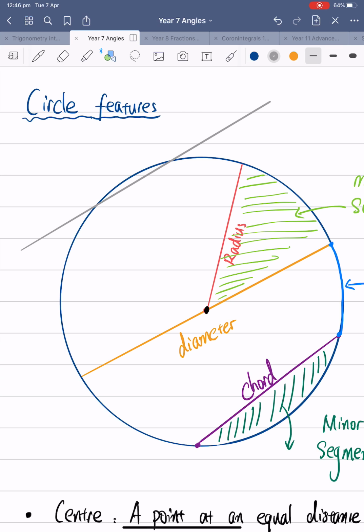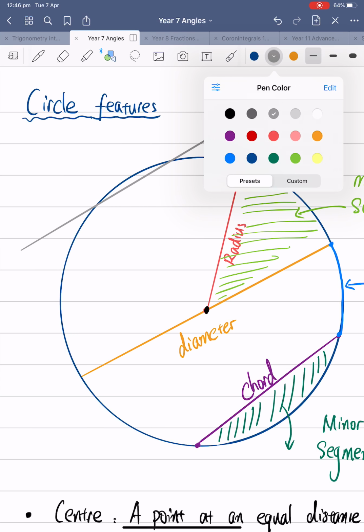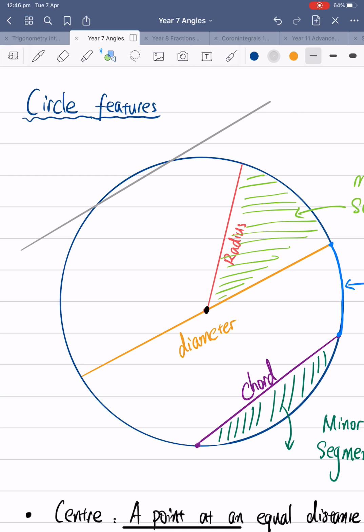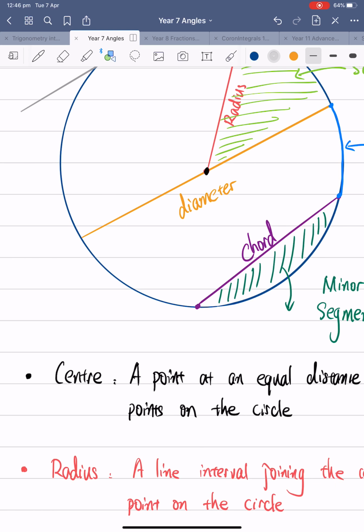We call that a secant. It's just a line that crosses the circle. So it's not the example I want to show you. Let me use a different color here, and hopefully this time I can show you an example. How about we use a red color? We'll just draw a line that touches the circle at one point. Yes, just one point. Now we call that line the tangent.